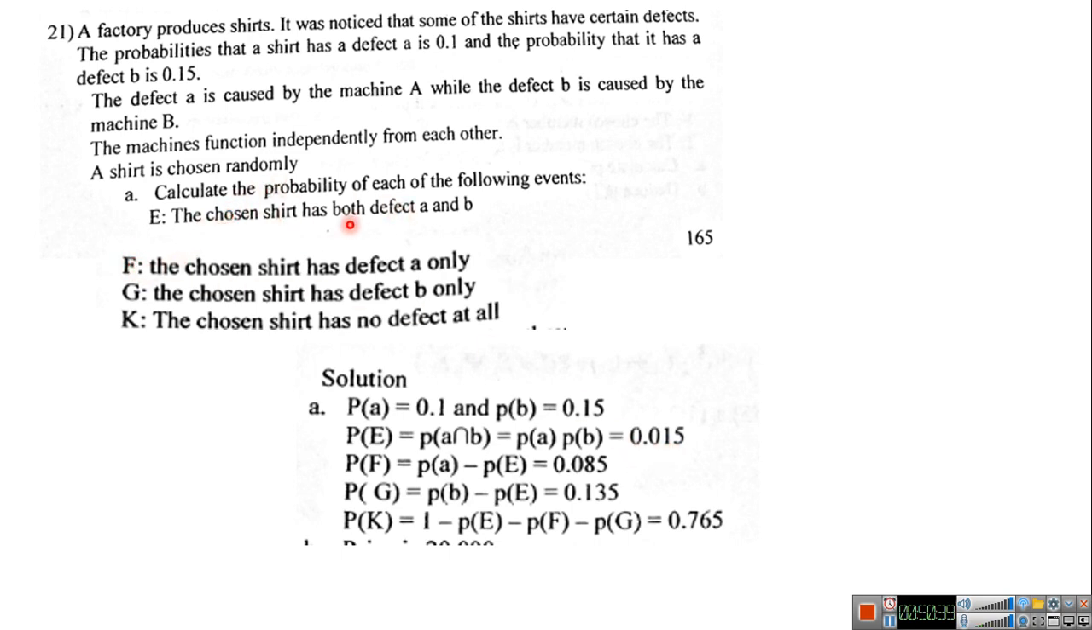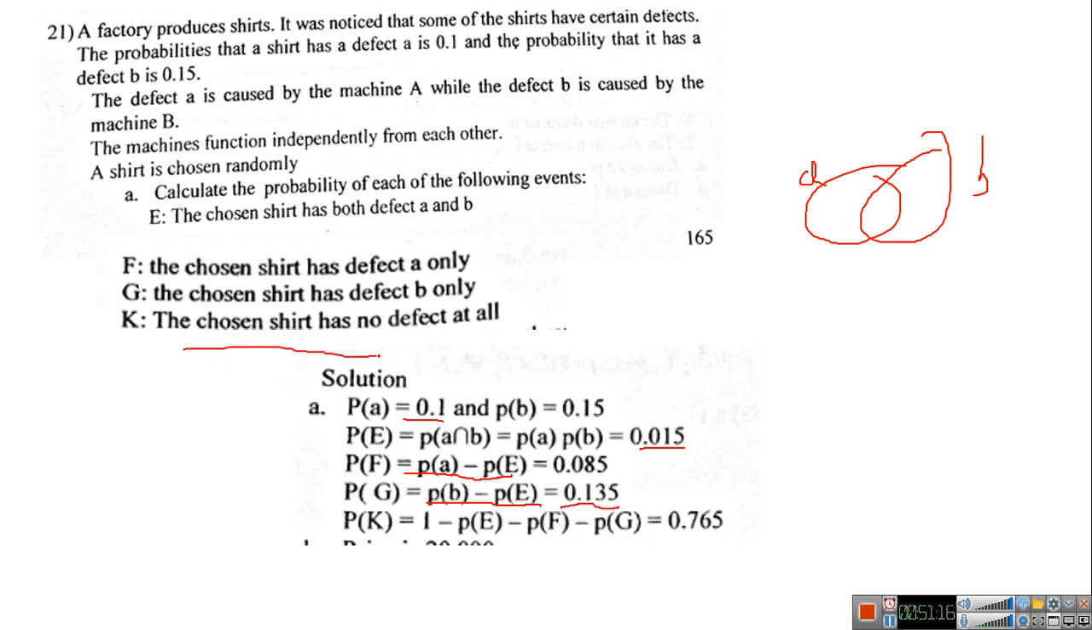Now, F, the chosen shirt has defect A only. You have A, B, and the intersection. Some have defect A only, some have defect B, some have both. So to get P of A only, you do P of A minus the intersection. So it will be 0.1 minus 0.015. G, the chosen shirt has defect B only. It will be P of B minus P of their intersection, which is 0.135.